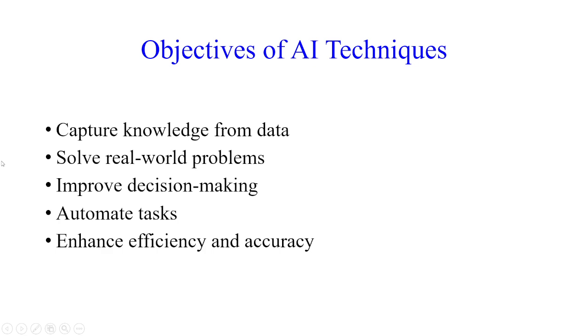The last one is enhancing efficiency and accuracy. When AI is properly designed and trained, it performs tasks faster and more accurately than humans. Especially in areas like image analysis, language translation, and numerical predictions, this plays a very, very important role. So, these are the five core objectives that guide our understanding of AI techniques. We will see them one by one.